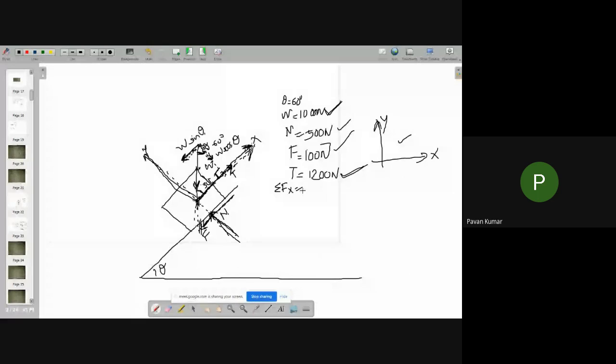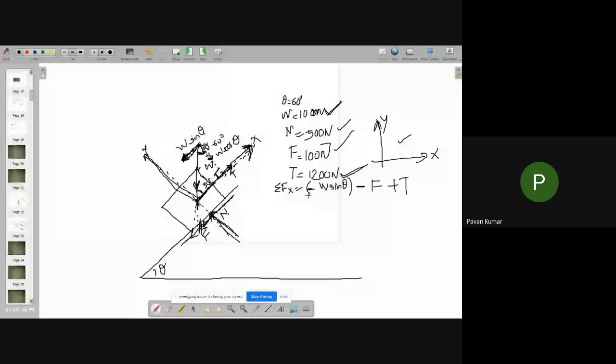Fx. For the W component, the x is going towards the negative x axis, so negative W sine theta, because W sine theta is going towards the negative. So negative W sine theta is one component. Then N doesn't have any component towards the x axis. Now take F. F is going in this direction, so we get minus F. T is going along positive x, so plus T. So our Fx is minus W sine theta minus F plus T.